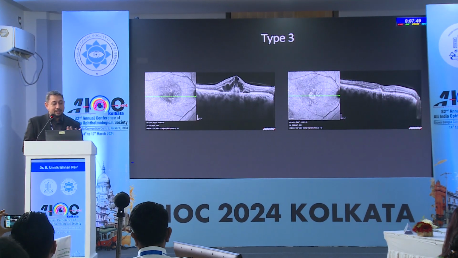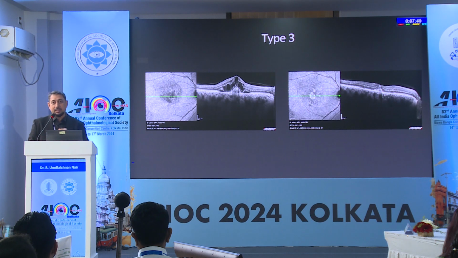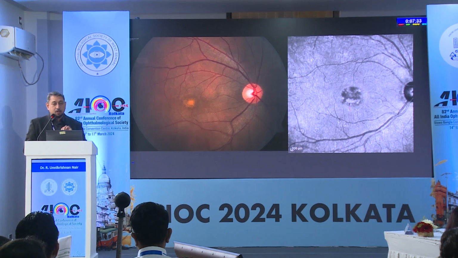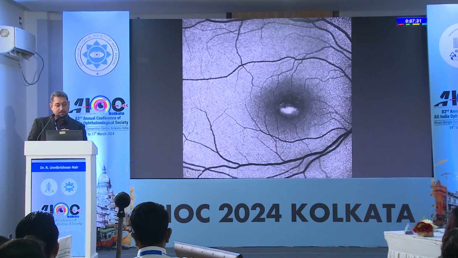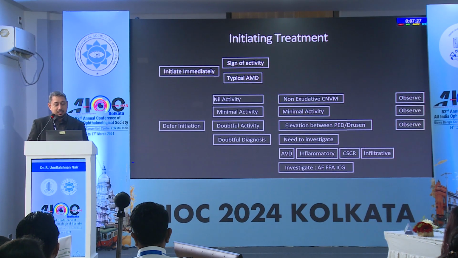So the type 2, type 1 and pre-RP, post-RP I'm not discussing, but if you see something like this, you see a mound, you see a lot of intraretinal changes, a lot of hemorrhages. As I said, even if you don't look at the color picture, you get indications that this is a type 3 CNVM. I have got this in the wrong place, but let's skip that now. Now coming to initiating treatment.